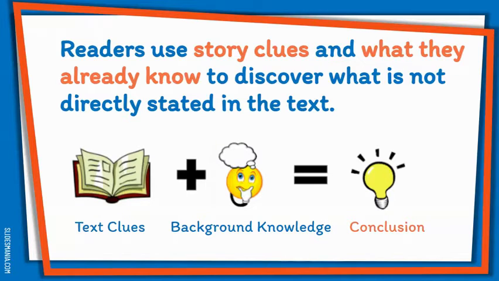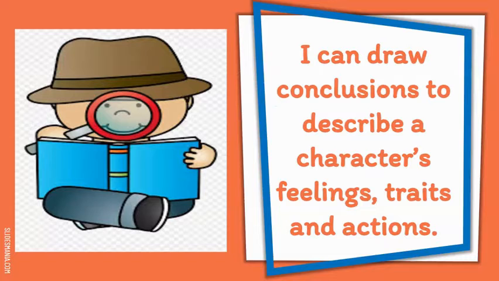Remember, in order to draw a conclusion, readers use story clues and what they already know to discover what is not directly stated in the text. Today, we will focus on using text clues and background knowledge to draw a conclusion to describe a character's feelings, traits, and actions.